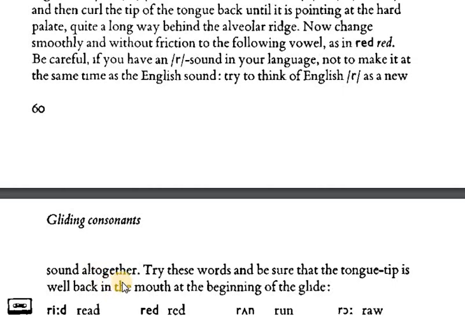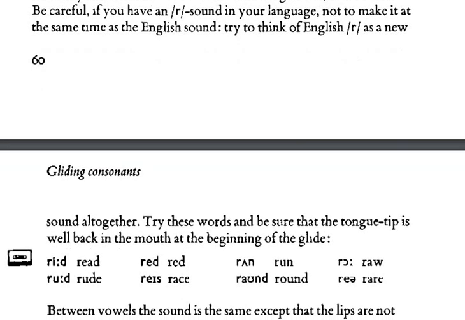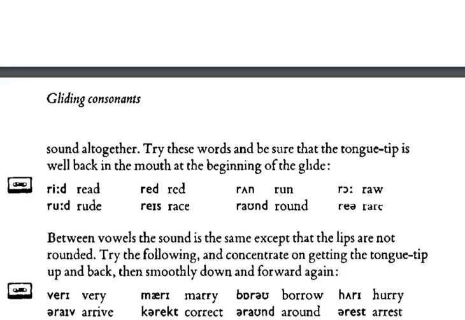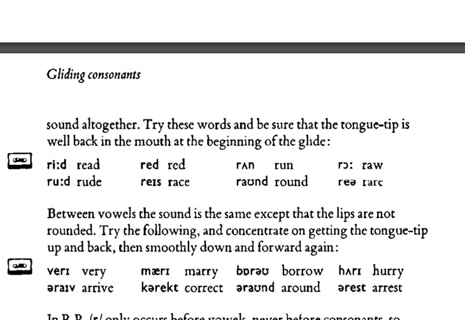لابد أنه نتعامل مع الإنجليش ر كصوت مختلف تماما عن صوت الر في لغتنا إحنا بالنسبة لنا اللي هي العربيك language. Now try these words and be sure that the tongue tip is well back in the mouth at the beginning of the glide. نلفظ الكلمات ونتأكد على أنه مقدمة اللسان منحنية إلى الخلف في الفم في بداية الانزلاقة. Read, read, root, red, race, run, round, row, rare. I should pronounce red as it is supposed to be pronounced كما المفروض أنه تلفظ.